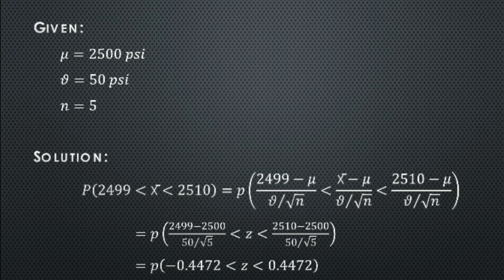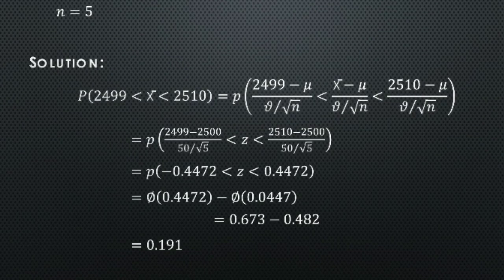Now, by that, we come up with P of (2499 minus 2500) all over 50 over square root of 5. Where do we get the 50? 50 is from the standard deviation, which is 50 psi, and square root of 5 is from n, which equals 5, from the given. Less than z less than (2510 minus 2500) all over 50 over square root of 5. So we get P of negative 0.4472 less than z less than 0.4472.